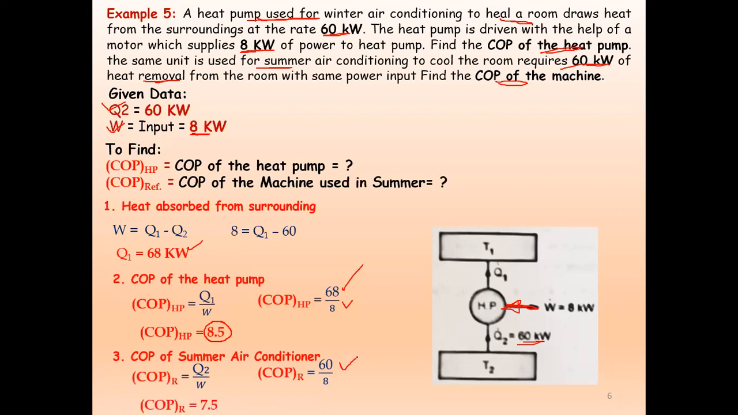Or we can say the COP of the heat pump is equal to 1 plus the COP of the refrigerator. So from that we can find that the COP of the refrigerator is nothing but the COP of the heat pump minus 1, that is 8.5 minus 1, that is 7.5. You can get the same answer from these two methods.